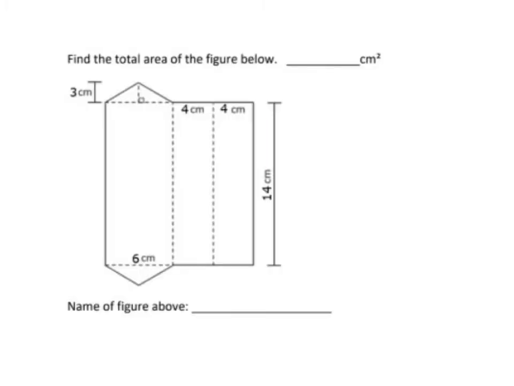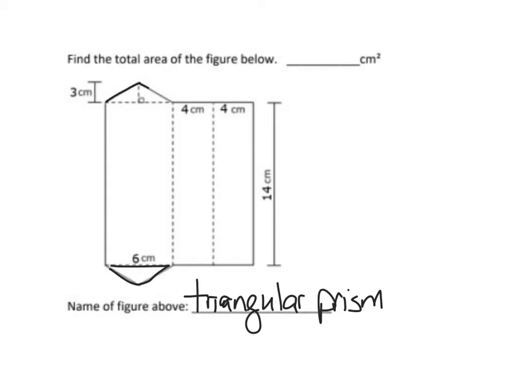Let's look at this next one. So what is the name of this triangular prism? And how do you know? Because the bases are triangles. Yeah, the bases are triangles. So these are your bases. Okay, so let's go ahead and look to see if we have any missing sides. Do we have any missing sides? The only one is this one, which is still going to be 3 centimeters. Okay, so now that we have that, let's find the triangles first.